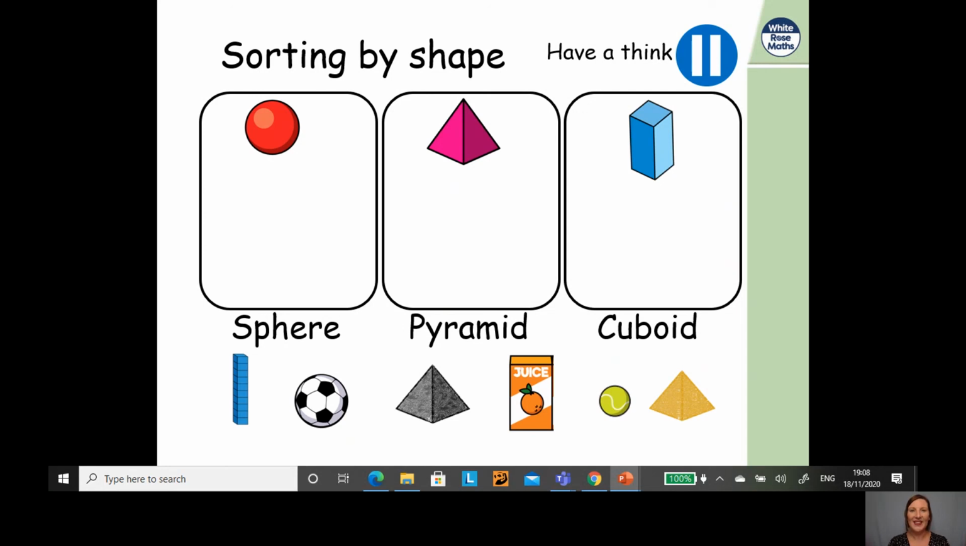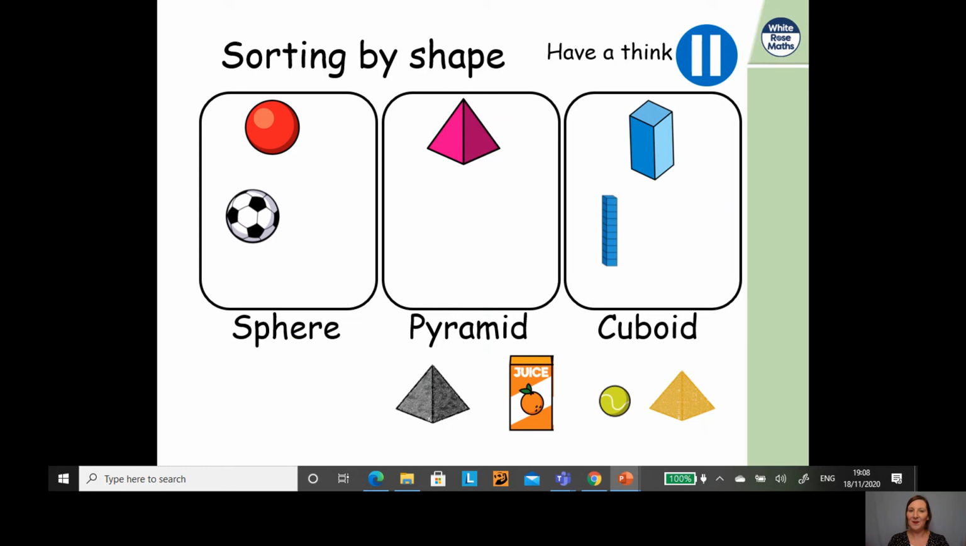Did you have a think? Brilliant. So let's look at my first shape. I've got a stack of cuboids, but they make a cuboid shape. Let's pop them over there. The next one's a football. Is that a pyramid or is it a sphere? Yes, it's a sphere. Well done.